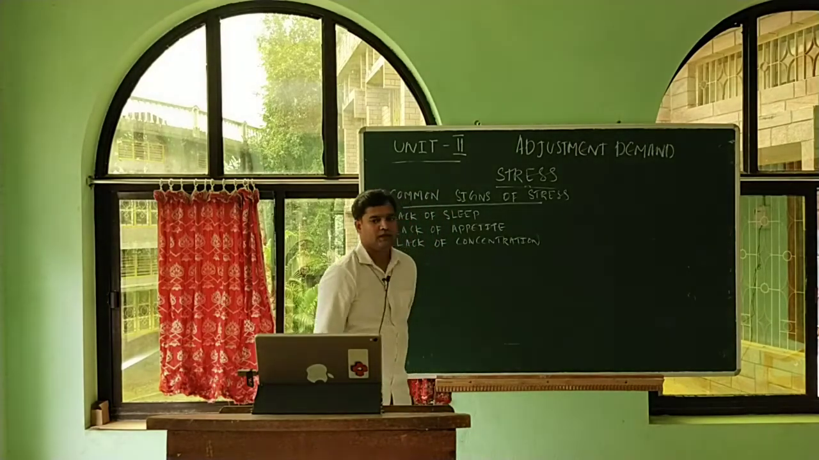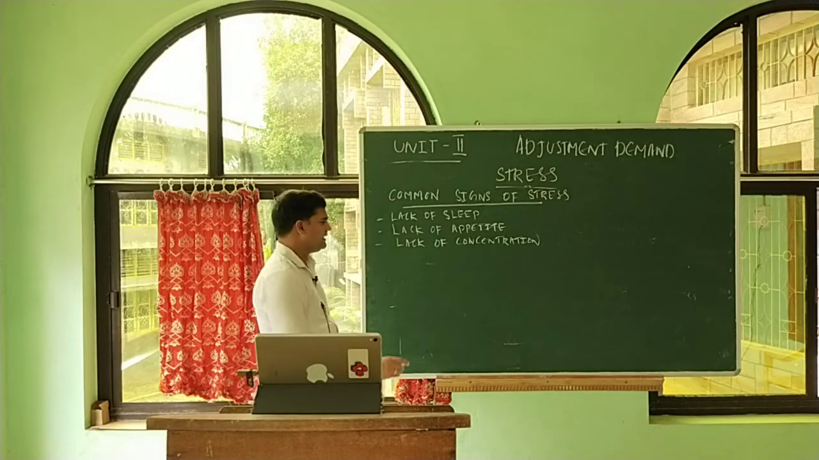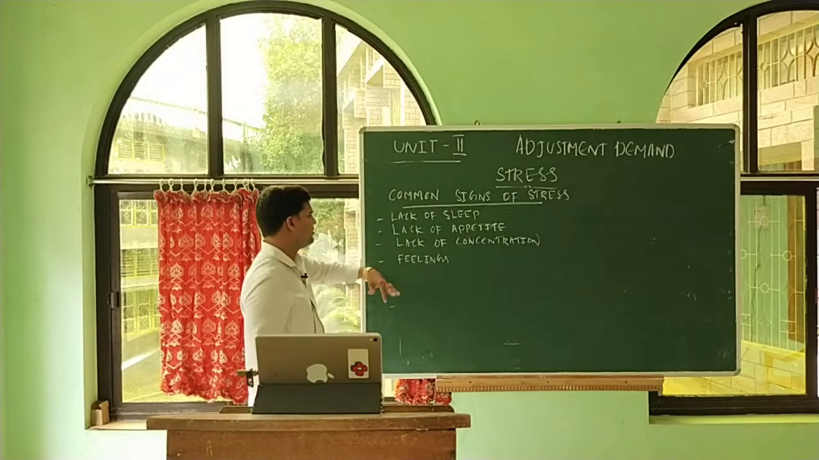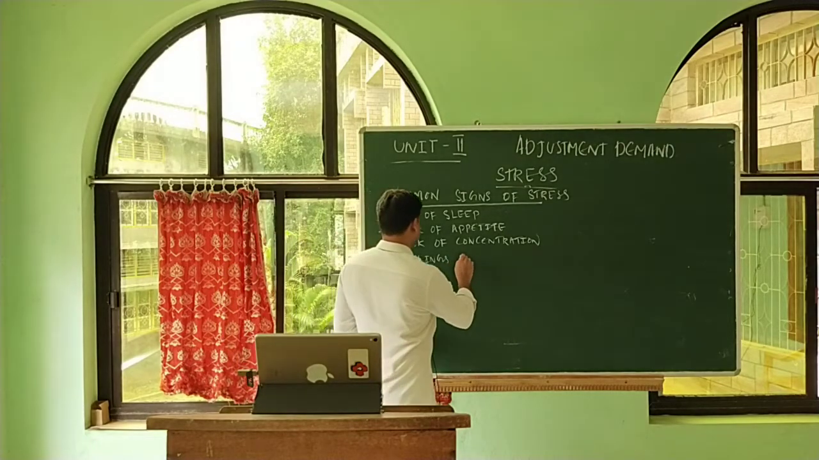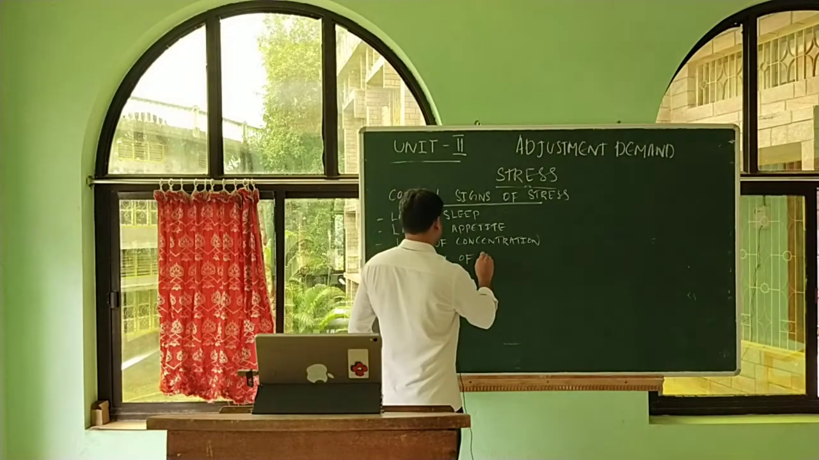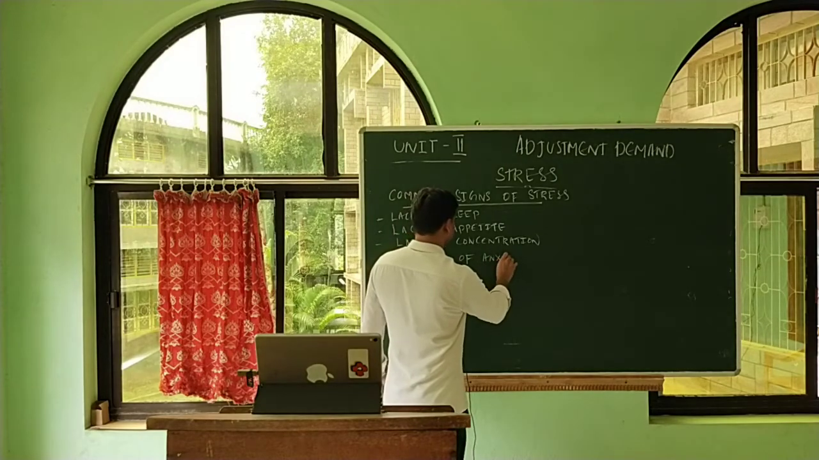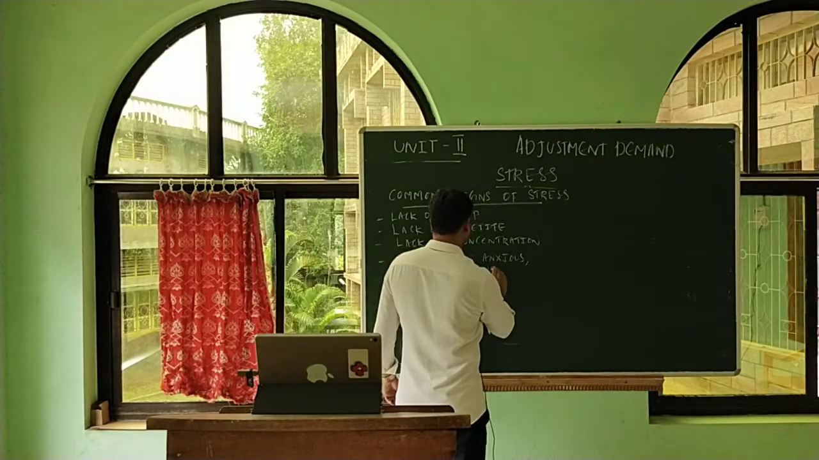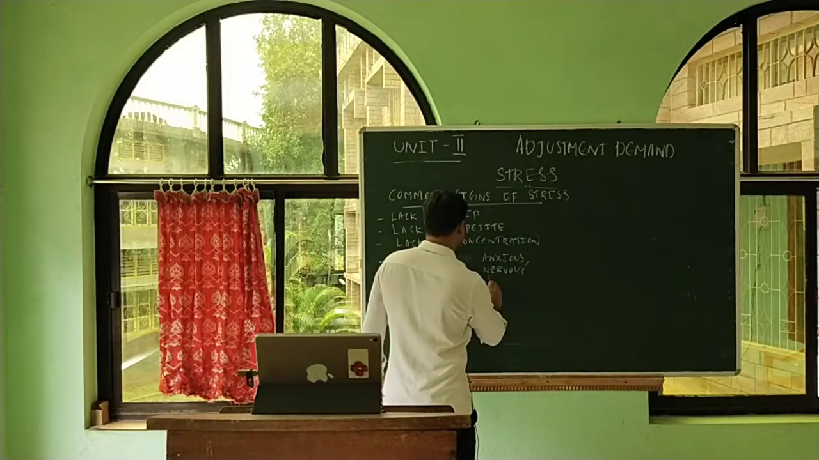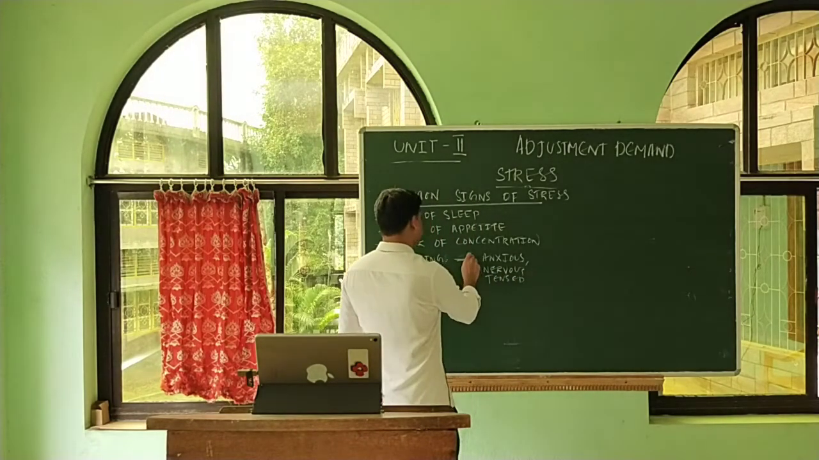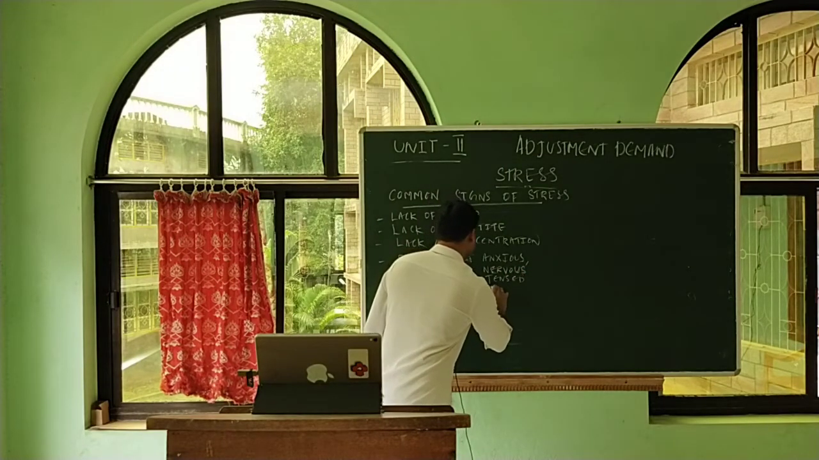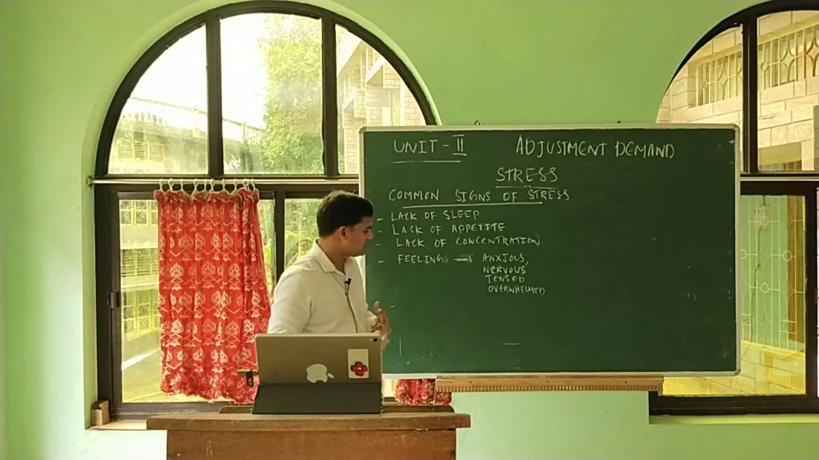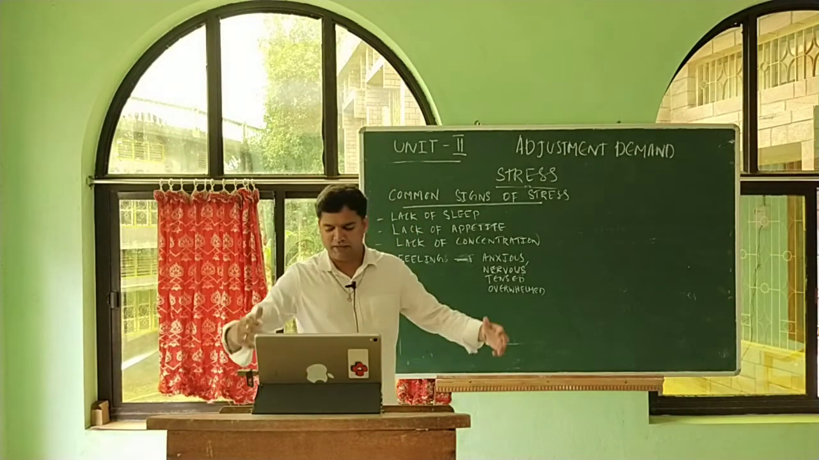Lack of concentration. Then we have feeling anxious, irritable. Most of the symptoms are related to adjustment disorder, because that is also a stress-related illness. So, more or less, the symptoms are common. Feeling anxious, nervous, tensed, overwhelmed. I have a lot of anxiety, a lot of nervousness, a lot of tension, a lot of feeling overwhelmed, that is, I am unable to do anything.